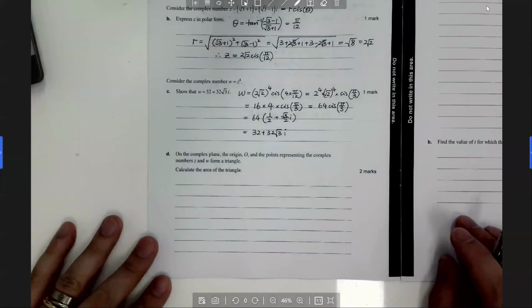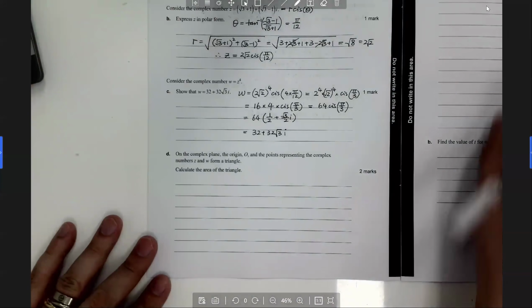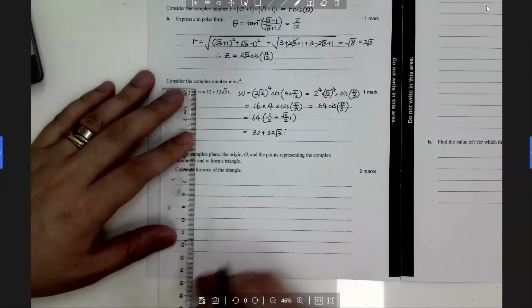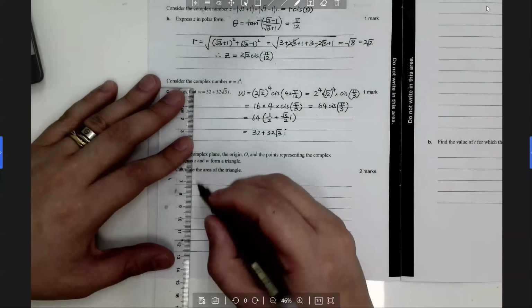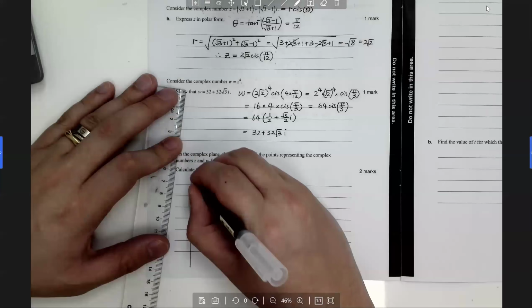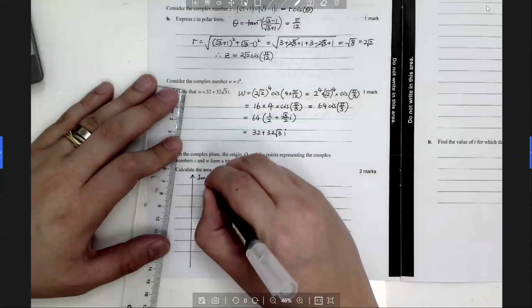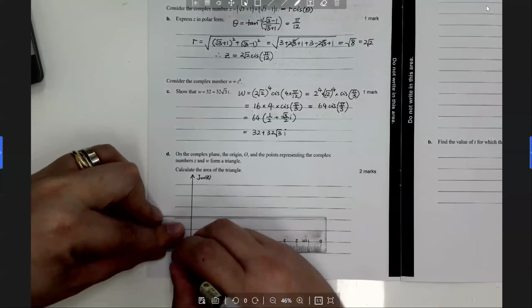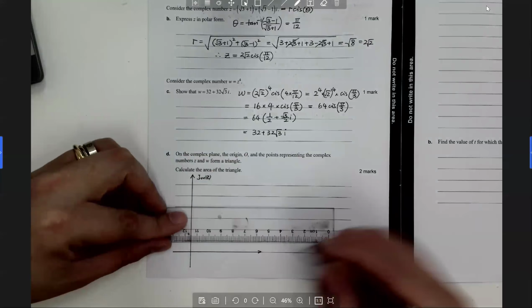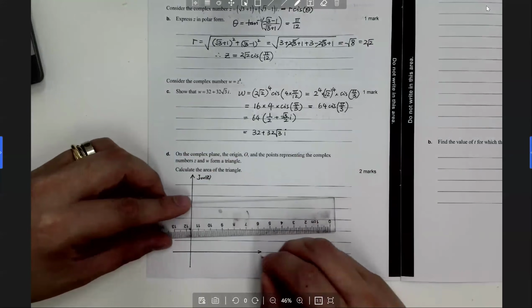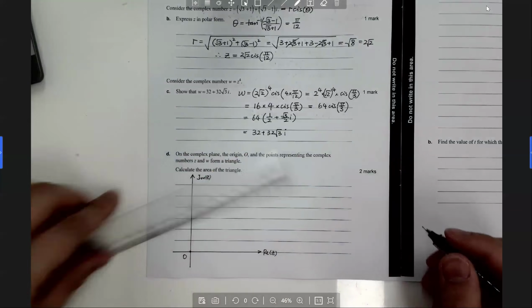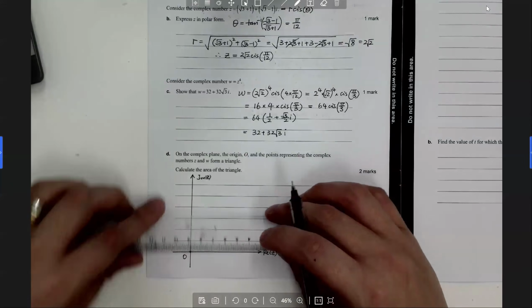And lastly, on the complex plane, the origin O and the points representing the complex numbers z and w form a triangle. Calculate the area of the triangle. Well, if you want to get a good idea of what's happening, draw a diagram and label these two points. Of course, the number 64 is very long, so I'm not able to draw a very accurate, to-scale diagram.